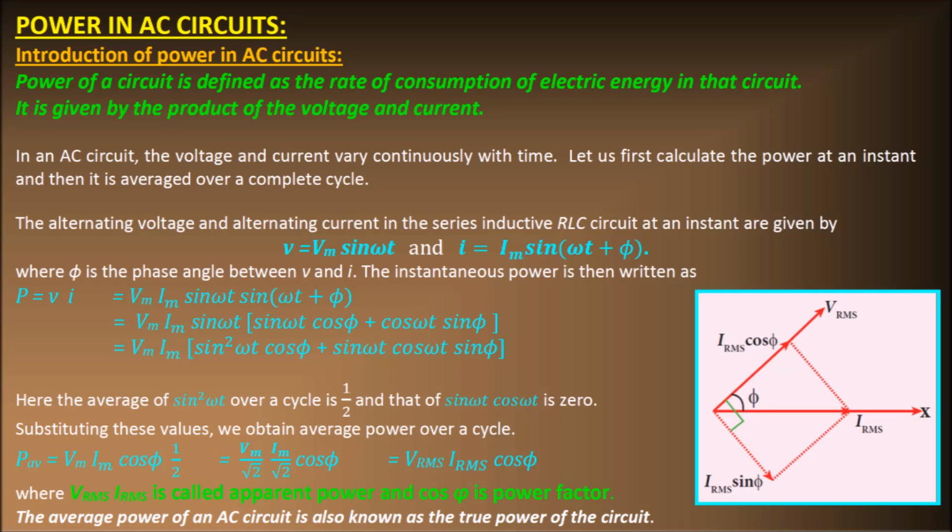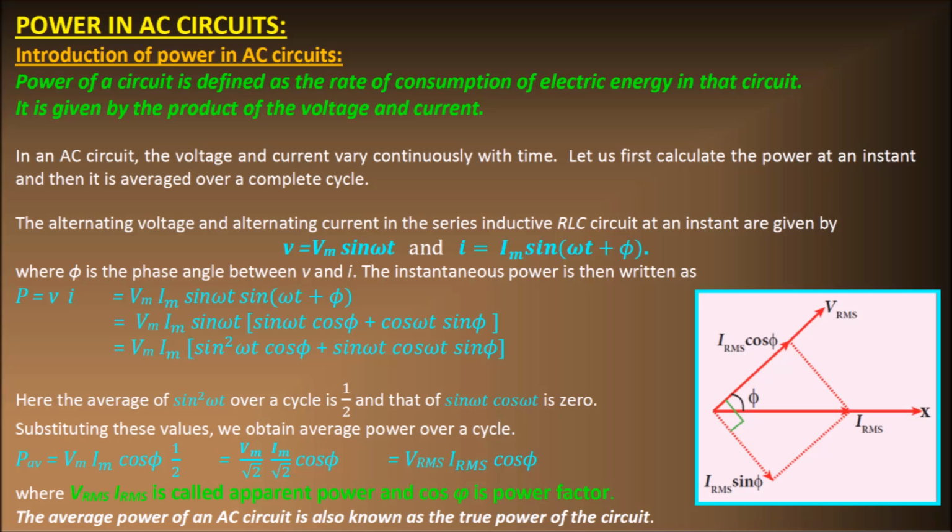So here the Vrms Irms term is called apparent power. That cos phi is called power factor. So in this equation, we have two terms: Vrms Irms is called apparent power, and cos phi is called what? Power factor. So depending upon the phi value, the power will change in a circuit.